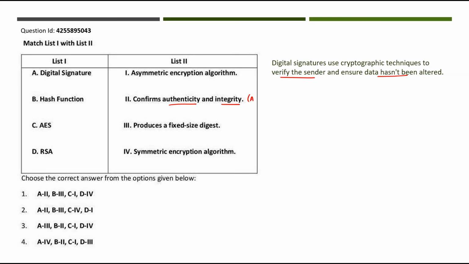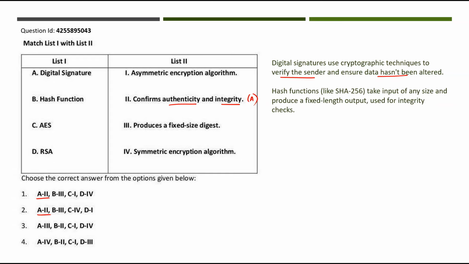A will be mapping to 2. A2 is available in 2 options. What about hash function? Hash functions like SHA-256 take input of any size and produce a fixed length output used for integrity checks. Here the input can be of any size, but the output is of fixed length. This can be equated to produces a fixed size digest. Whenever you have output in such cases, it will be called a digest only. So B will be mapping to 3. B3 is also available in 2 options.